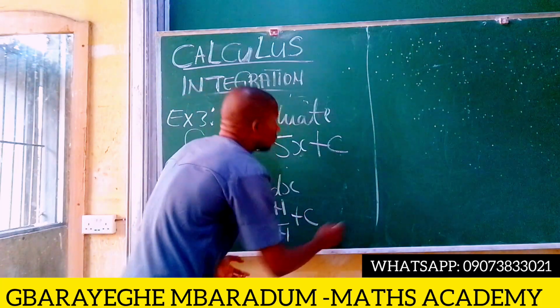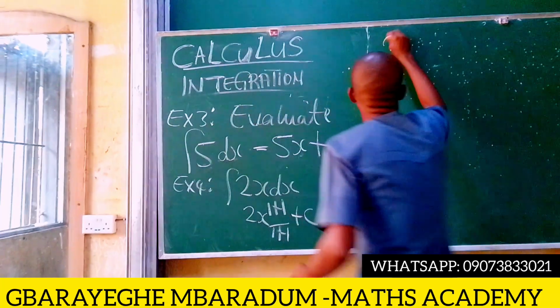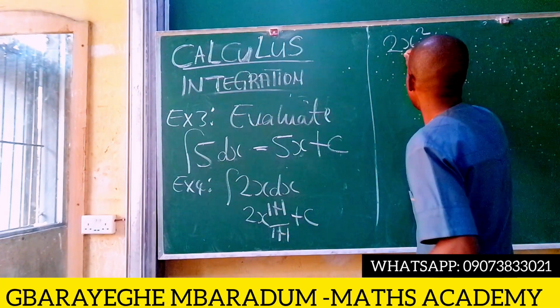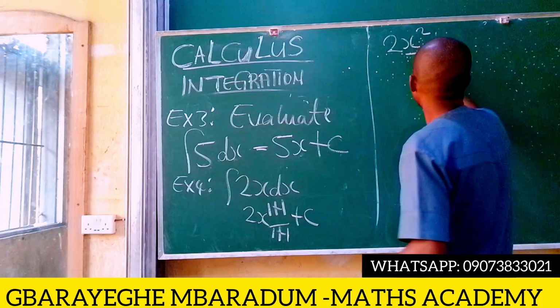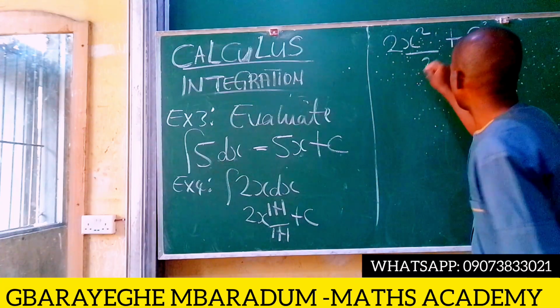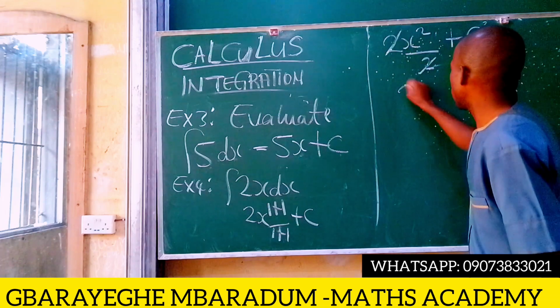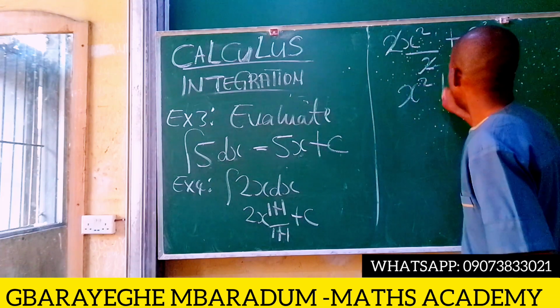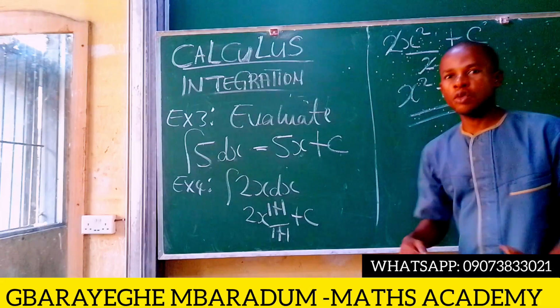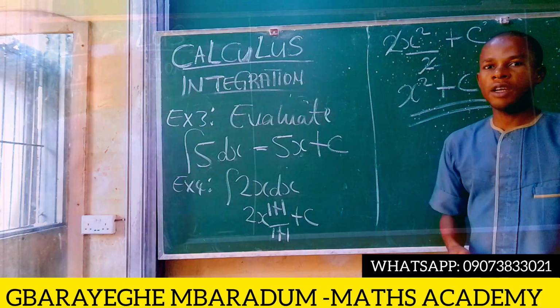Now this gives us 2x to the power of 1 plus 1, which is 2, all over 1 plus 1, which is 2, plus our constant of integration, which is c, right? Now this 2 cancels out this 2, right? We are going to have x squared plus c. This is our final answer. And this is how to integrate. Thank you very much.